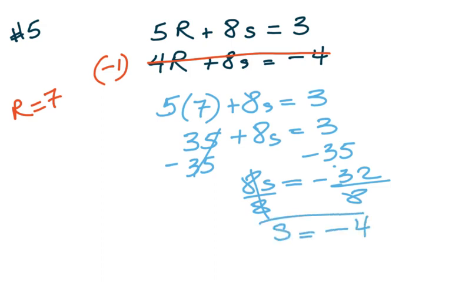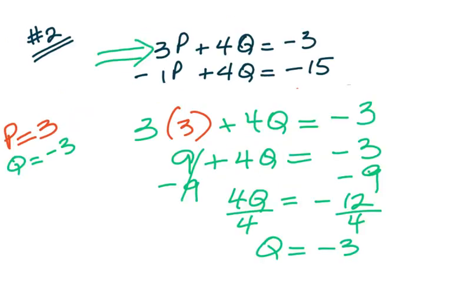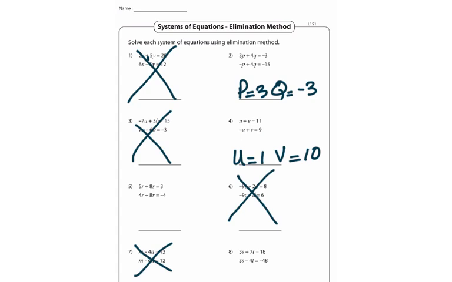Now take your time, push stop, so S equals negative 4. So S is negative 4 and R is 7.